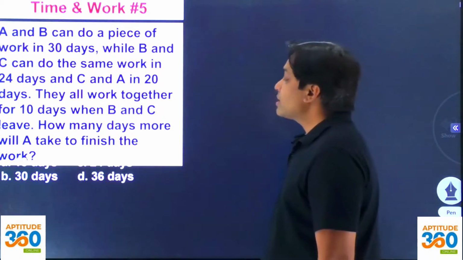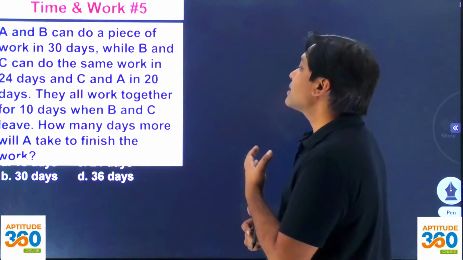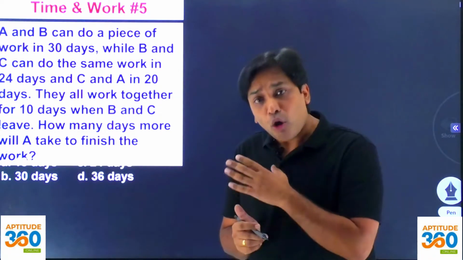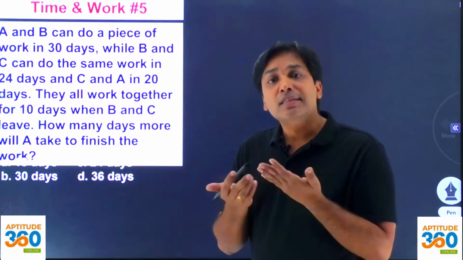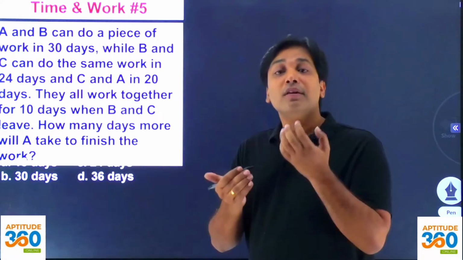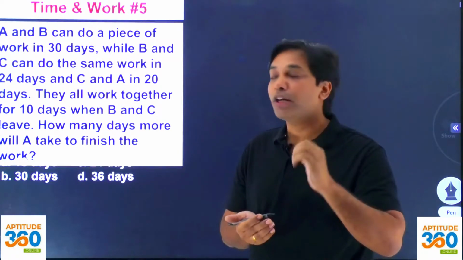What does this one say? A and B can do a piece of work in 30 days while B and C can do in 24 days. So you see, I am trying to solve all the problems by using LCM method. And the beauty of utilizing LCM method is you are always dealing with numbers, integers. कोई भी fraction के साथ आपकी dealing नहीं होने वाली.